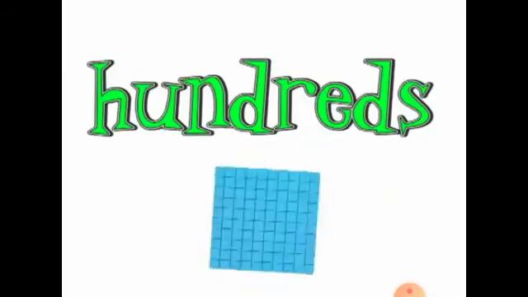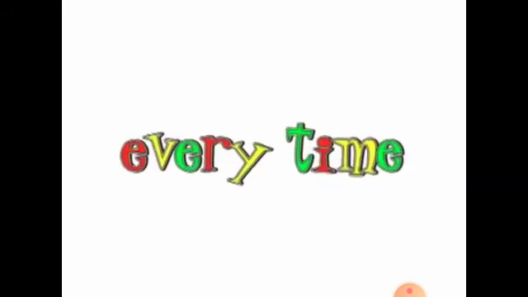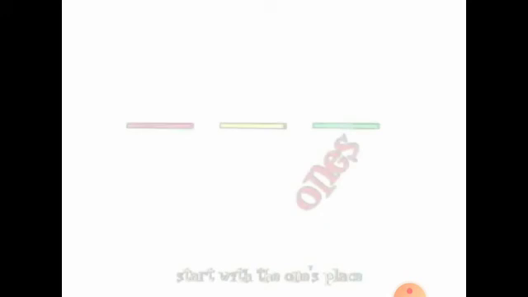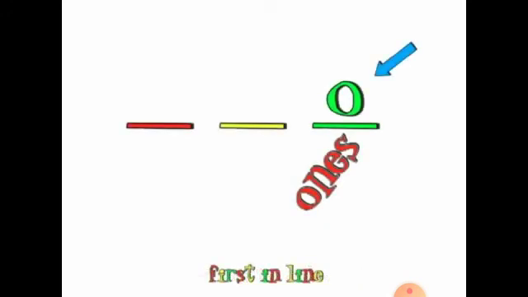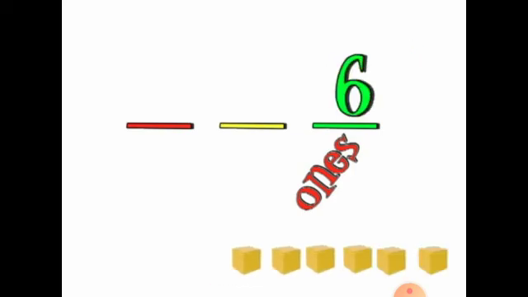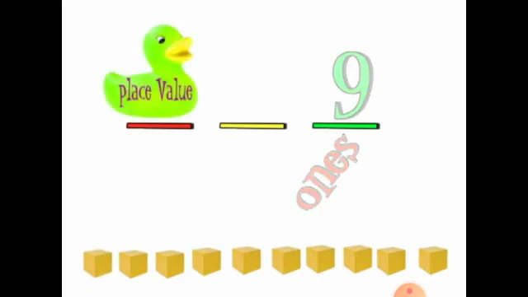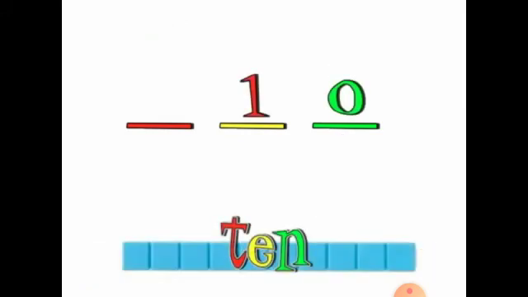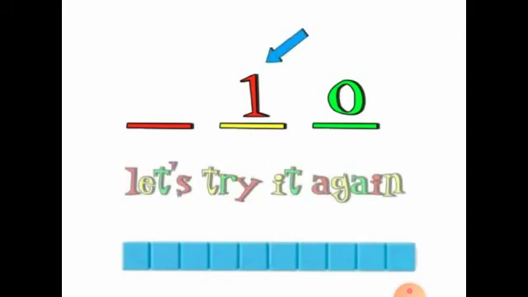Ones, tens, hundreds, say ones, tens, hundreds, say ones, tens, hundreds, every time, it happens every start with the ones place. That's the first place. First in line, it's first in line. Then 1, 2, 3, 4, 5, 6, 7, 8, that's digits 9. That's digits 9. I got one more. There's that one. Now I got 10. Now I got 10. 1 in the tens place. That's the second space. Let's try it again.